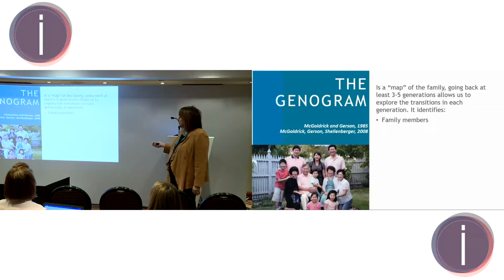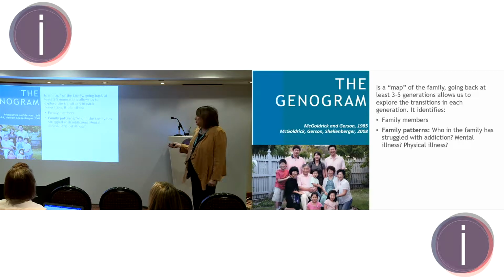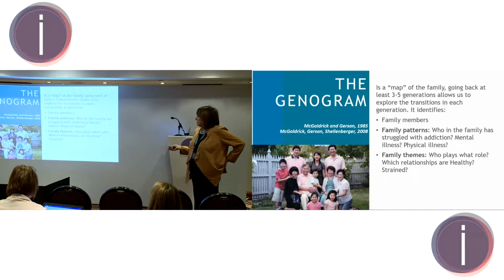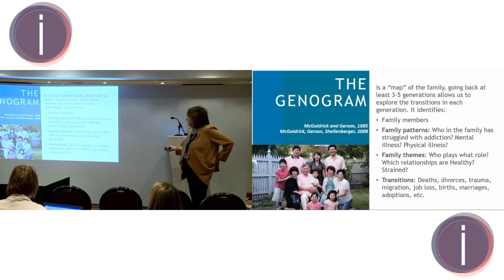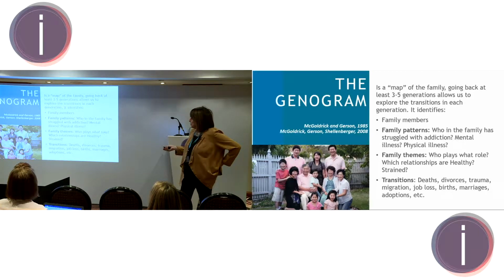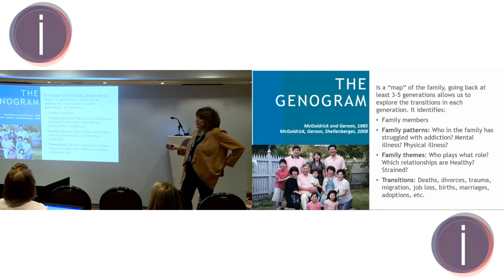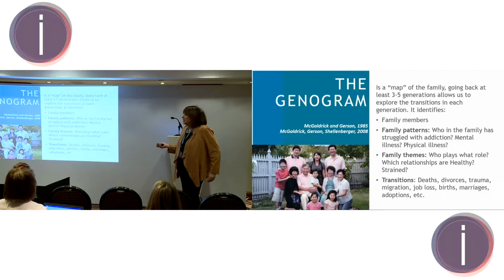It identifies family members, family patterns, who in the family has struggled, family themes, who plays what role, which relationships are healthy or strained, and what are the transitions: deaths, divorces, trauma, migration, job loss, births, marriages, adoptions, etc. For people who haven't worked with it, I recommend it. It is basically a family tree with information.